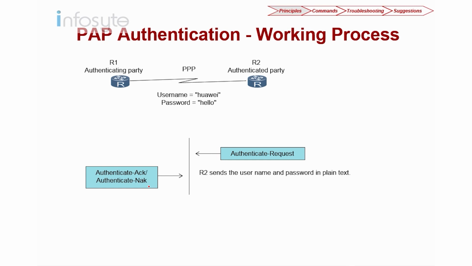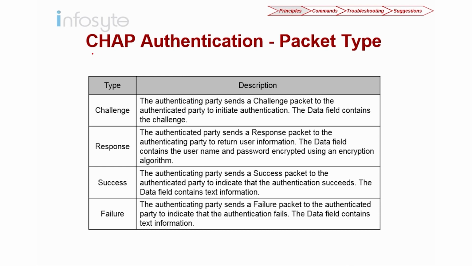Next we are going to look into CHAP. Now let's look into the CHAP authentication. CHAP authentication is slightly different compared to PAP. As you can see, inside the packet type for CHAP we have four types. First will be the challenge. The challenge is sent by the authenticating party. It will send a challenge packet to the authenticated party to initiate authentication. Once the authenticated party receives it, it's going to send back an MD5 response. The authenticated party will send a response using MD5, the encryption algorithm.